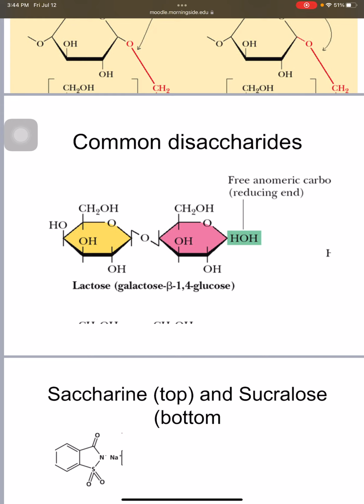Maltose is a sugar commonly found in malt beverages such as beer, made out of 2 glucose units in an alpha 1,4 linkage.